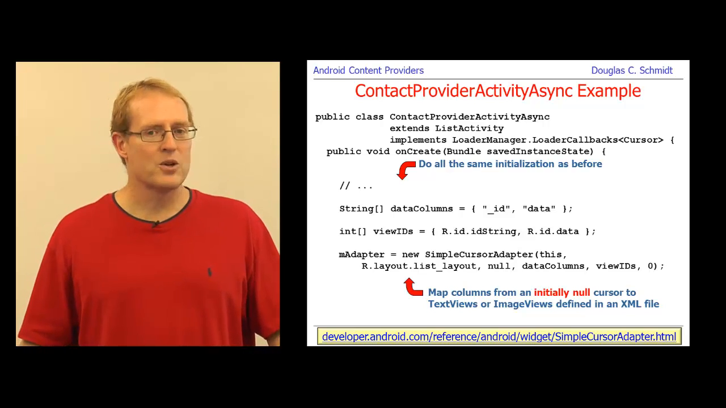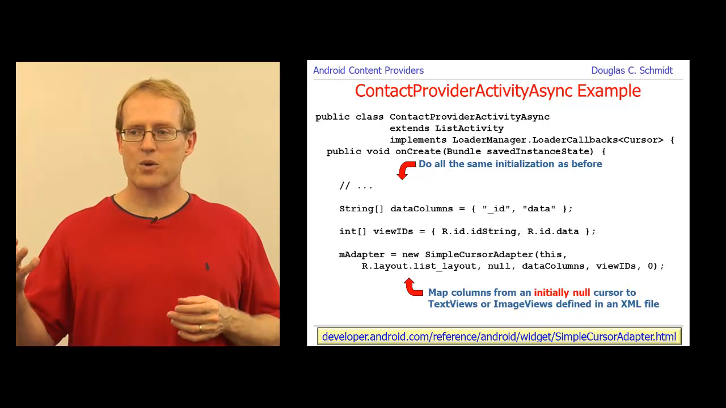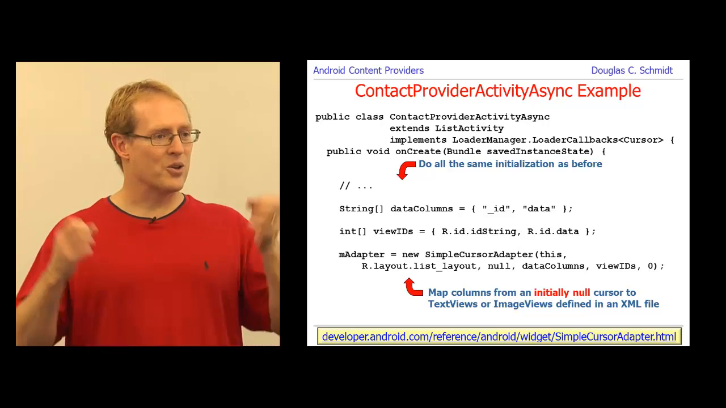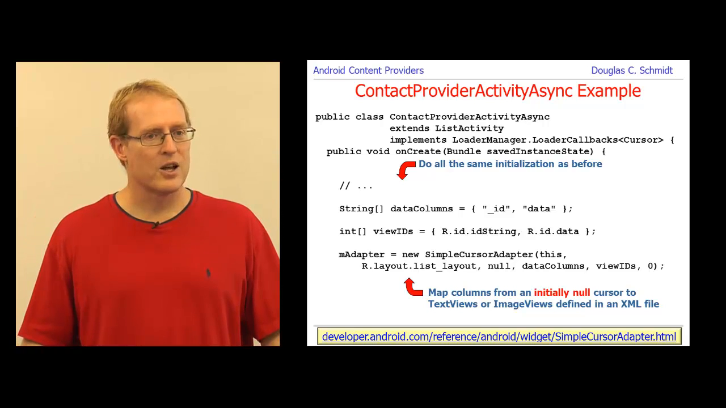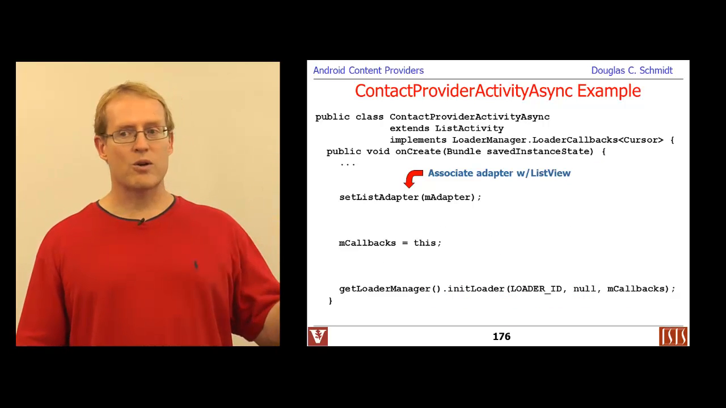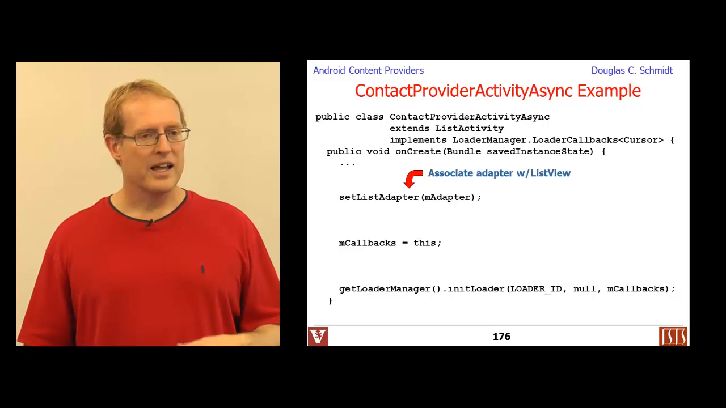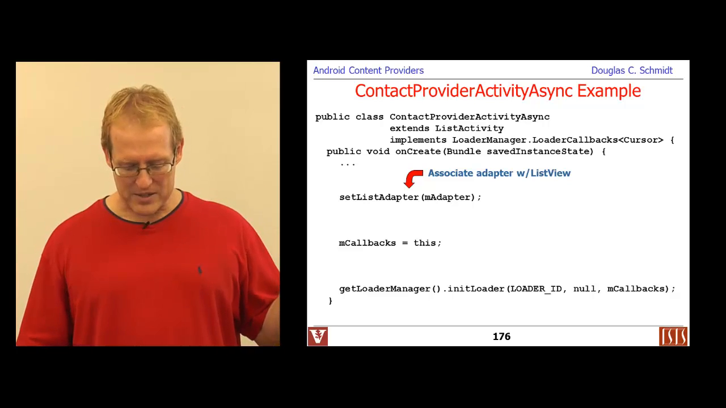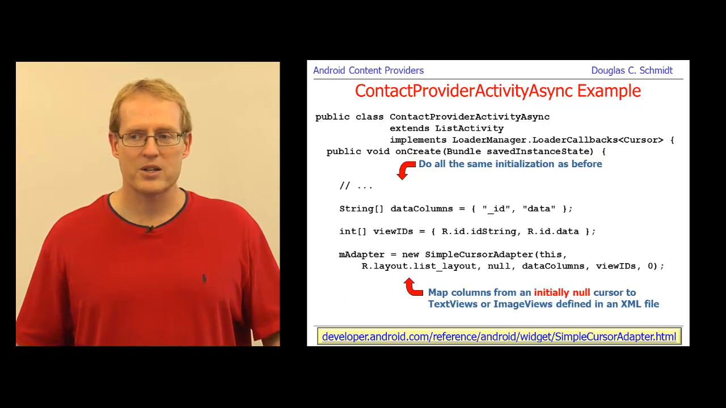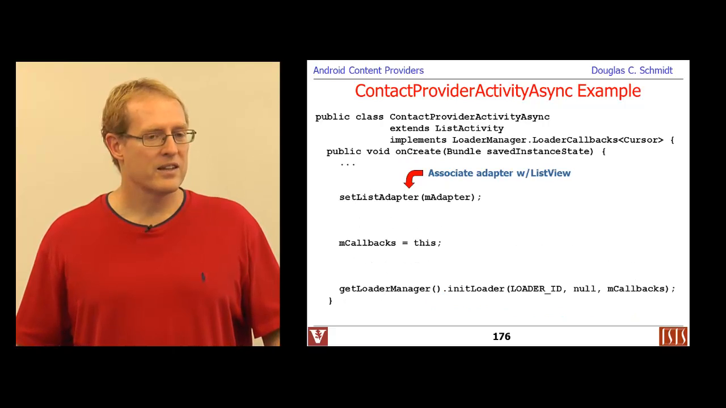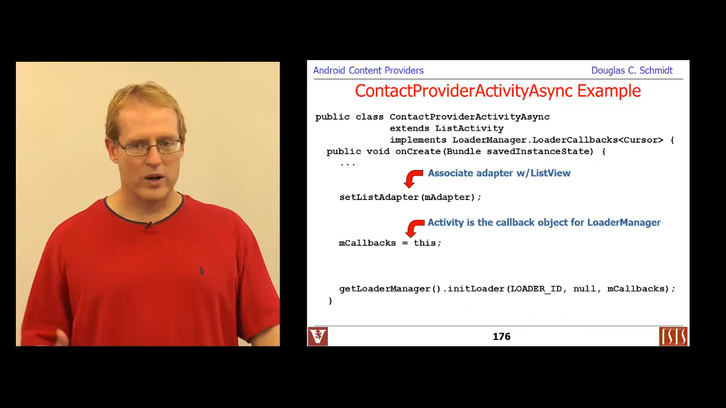And then the final thing we do is we go ahead and start up the framework. So just like with AsyncTask, you call execute, and that sets the wheels in motion. So too with LoaderManager, you say initLoader, and you pass in the loader ID, which if you recall is just zero in this case, a null, and then you pass in M callbacks. And you can take a look at this URL for more information about the initLoader method that's defined on LoaderManager. But what that's basically going to do is set the wheels in motion at this point.